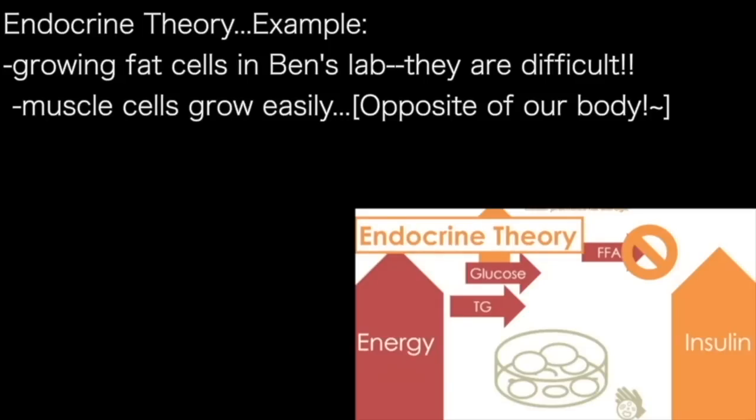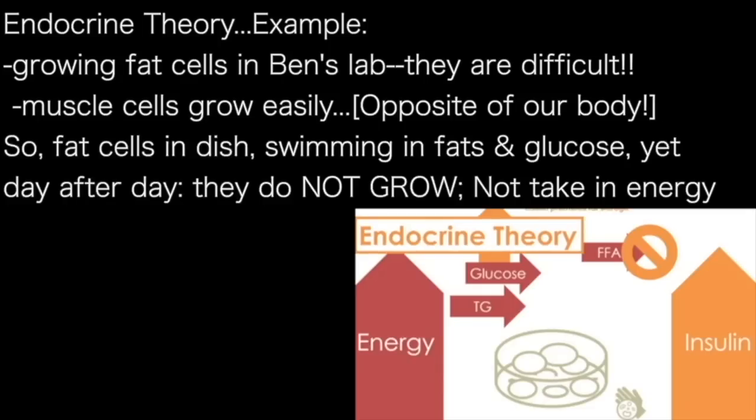It's not the way in vitro. When you have cells growing in a petri dish, these fat cells are fickle. Now, what do we do with them? We have the fat cells plated. They're adhering to the bottom of the petri dish, and they are swimming in a sea of fats and glucose.